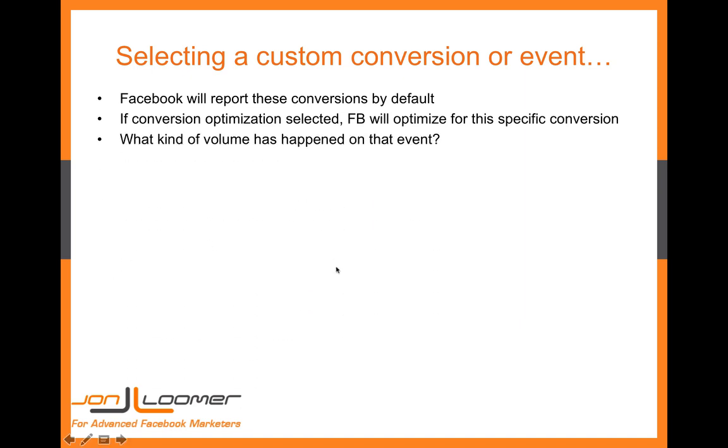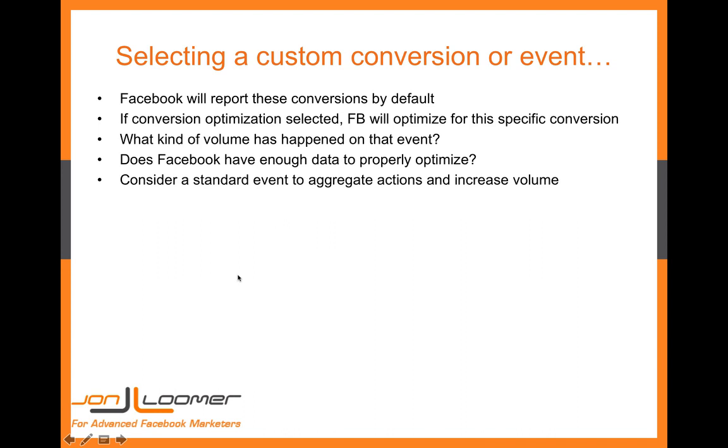And when you do that, though, you've got to ask yourself, what kind of volume has happened on that event? Is it going to be a benefit or a detriment to Facebook being able to optimize? If you don't get much volume, if you haven't sold that product yet, if you've only sold 5 of them, how can Facebook properly optimize? How can they learn anything about those conversions to be able to optimize? So what's the volume you have? Does Facebook have enough data to properly optimize?